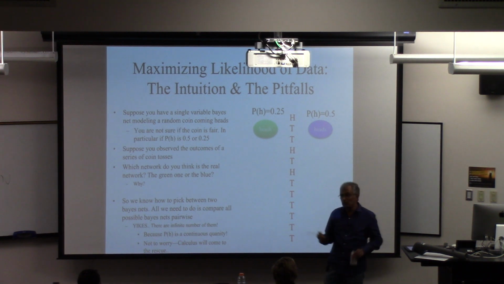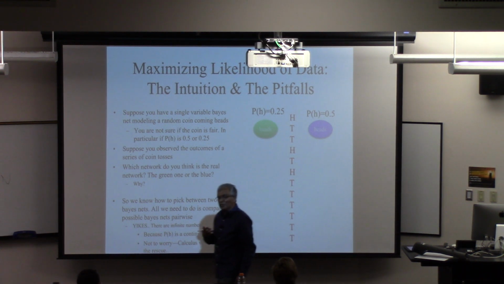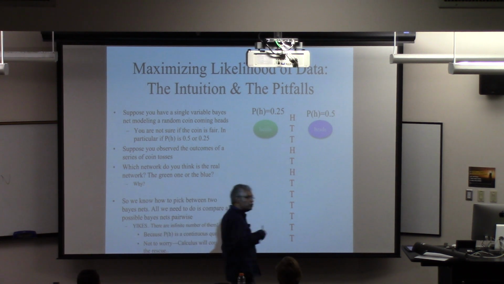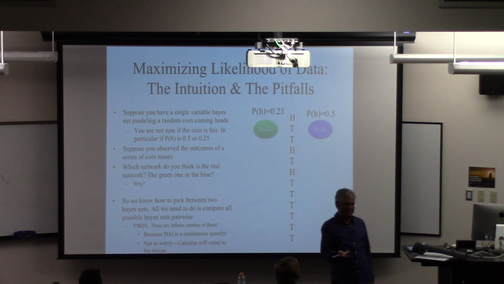Basically, your general idea would be to think in terms of data likelihood. You think of the hypothesis that would have produced this data with higher probability and say that's the hypothesis that actually was there. Right? This is the maximum likelihood idea.